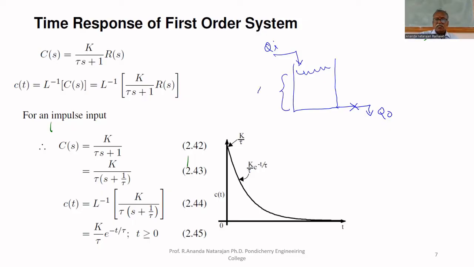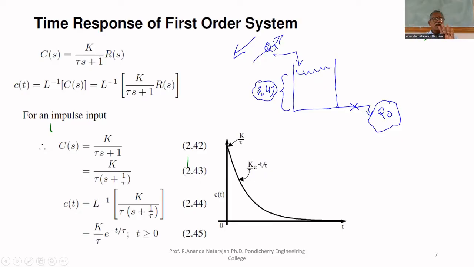This H is the output. I want to maintain this level H, irrespective of outflow rate. So what do I have to do to maintain the level? I have to adjust the inflow rate equal to the outflow rate. If you maintain inflow rate equal to outflow rate, level remains constant. So we have to measure the height. If the height decreases, we have to increase inflow rate. If height increases, we have to decrease inflow rate. That is the idea of control.